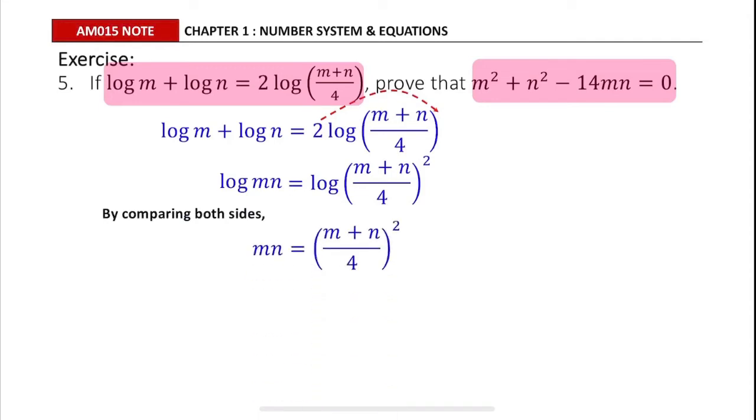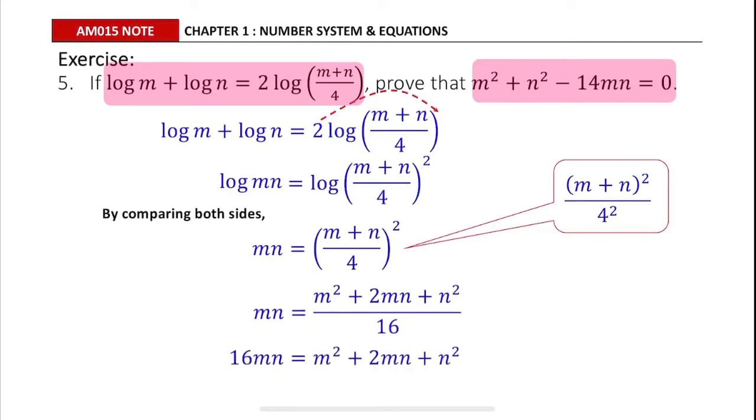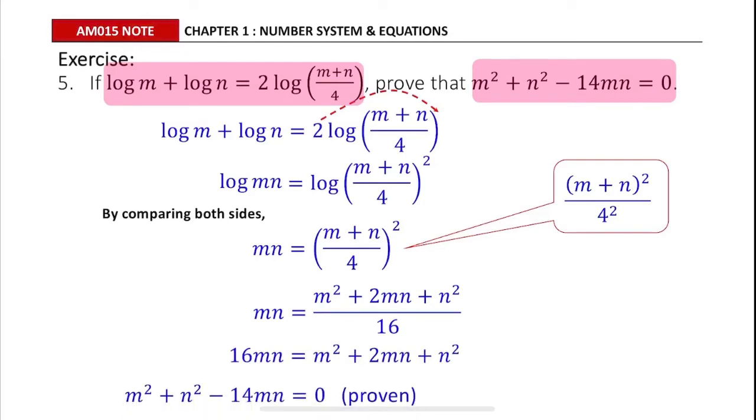For the expression on the right side, we have to distribute the power of 2 to both numerator and denominator. Then, by expanding the numerator and squaring the denominator, we will get this new equation. Solve the equation until we can prove that it is exactly the same as stated in the question.